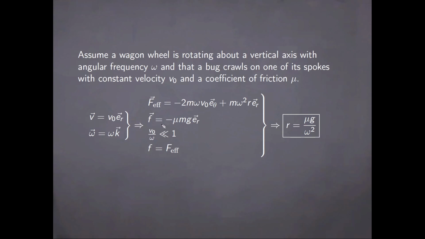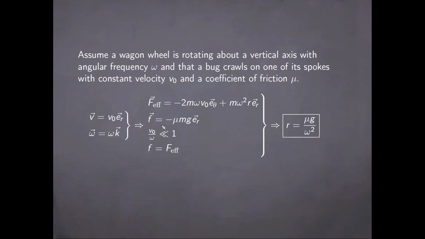And then if we apply the result we just obtained, considering that in this case there is no applied force on the bug in a Newtonian sense, then the total effective force in the rotating frame is immediately given by the Coriolis term and the centrifugal term.